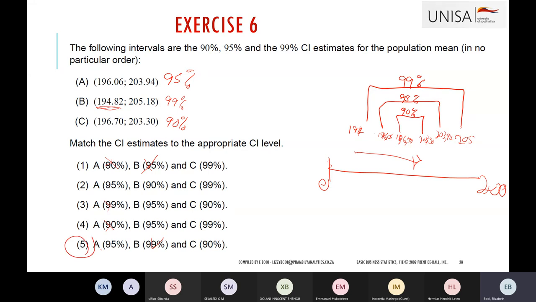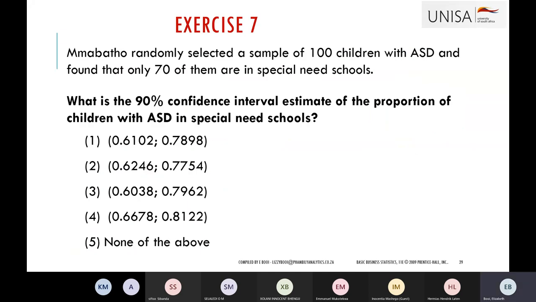So you just need to apply the theory that you know in terms of confidence level and confidence intervals. Any questions? If there are no questions, you have another exercise to do. Pay attention to the question. So this is what we have been doing today. When you have the answer, you can post it on the chat.